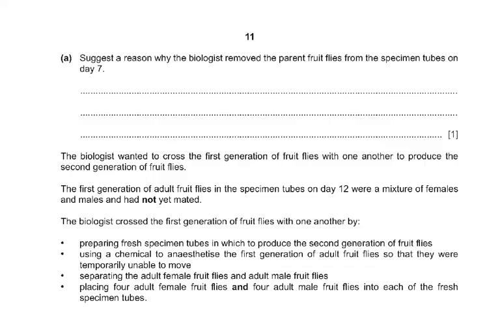Suggest a reason why the biologists removed the parent fruit flies from the specimen tubes on day 7. Now, why did they remove the parent fruit flies? The reason is very simple: to prevent the parents reproducing and mating with the first generation offspring. We want the first generation offspring to mate and lay eggs, and then we get the larvae and see what the next generation is going to be like.